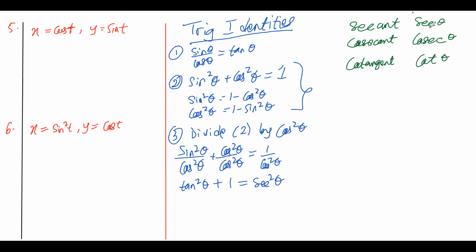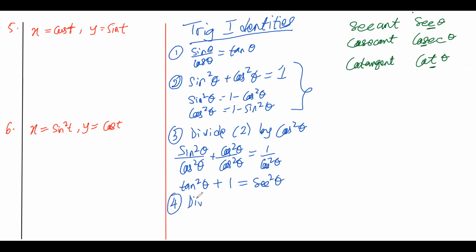So sec theta is 1 over cos theta. Cosec is 1 over sin theta. That's the third letter in each of them. Cotangent is 1 over tan theta. Does that make sense, everyone? So basically, that's how I got this. Okay, that's how I got that. We'll discuss that, don't worry. I'm just mentioning that ahead.